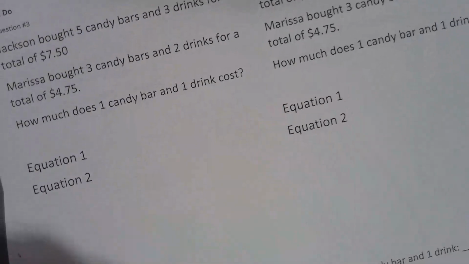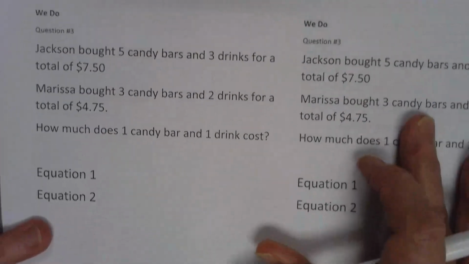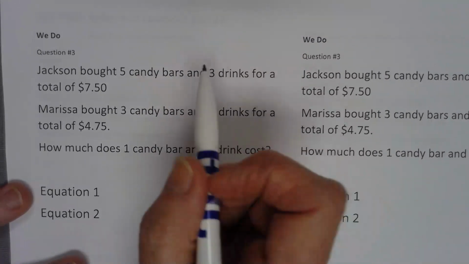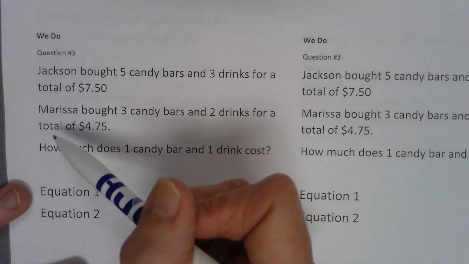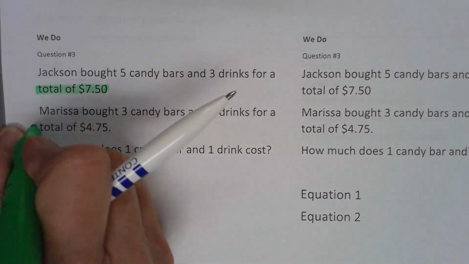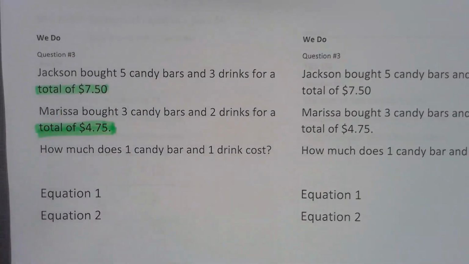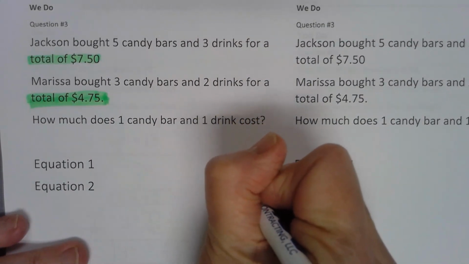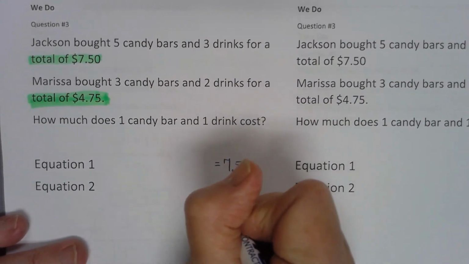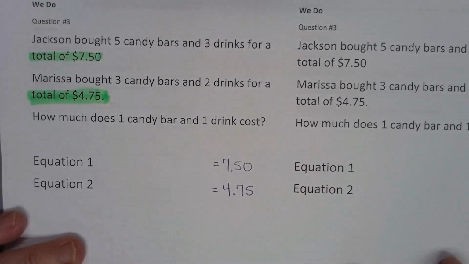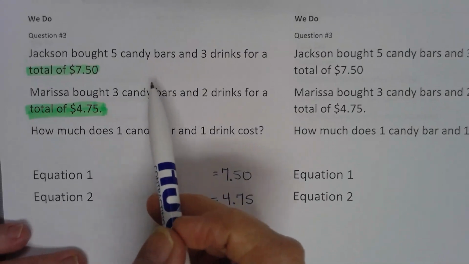All right. And last one for the word problems with systems. All right. As usual, the way these are set up is they've given me two totals. So I've got a total of $7.50 and a total of $4.75, and I write my totals on the other side of my equation. Okay. And now let's see what we're talking about.